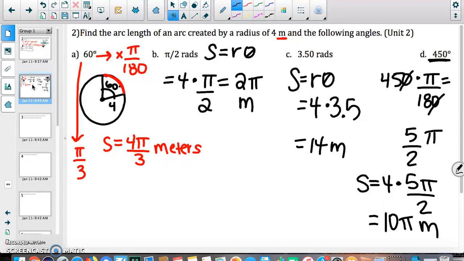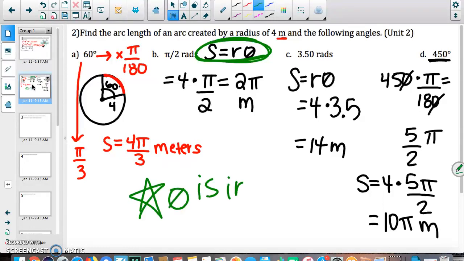10 pi meters. So the big thing to remember about arc length, here's my equation, but the big thing you have to remember is that the angle has to be in radians. So make a mark right now. Angle is in radians. Because even though you'll be given this equation on the test, if you don't remember it has to be in radians, then that's not going to be very helpful.